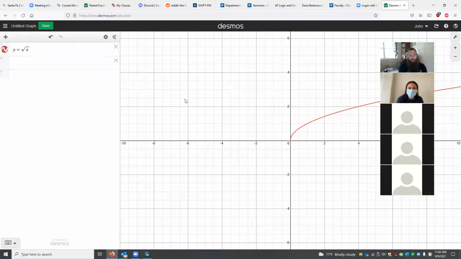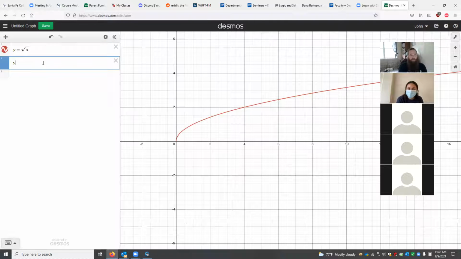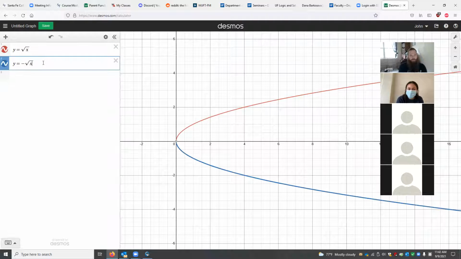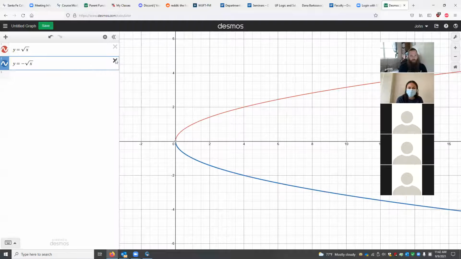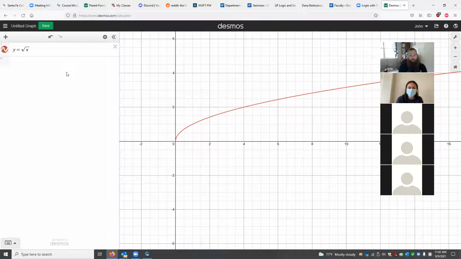Now there is something to what you're asking. Here's the parent function we're playing with, y equals square root x. Look at y equals negative square root x. There's the other half. But for us, the square root function always returns the positive square root.